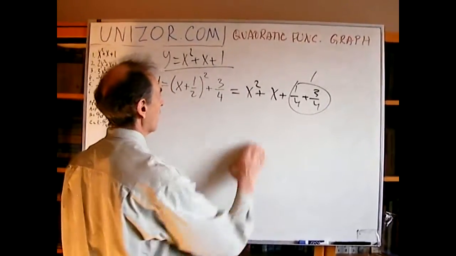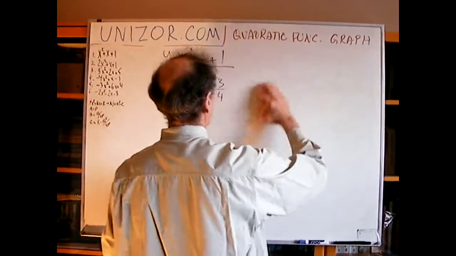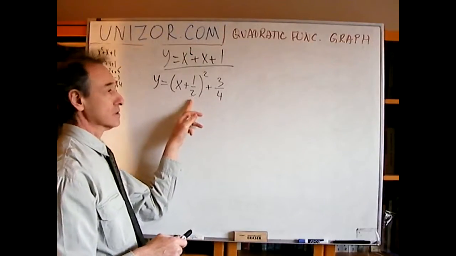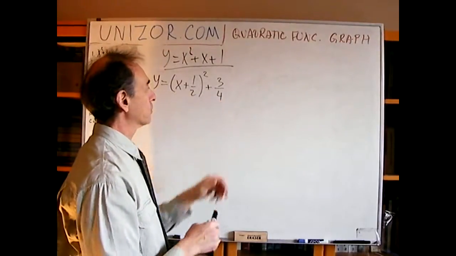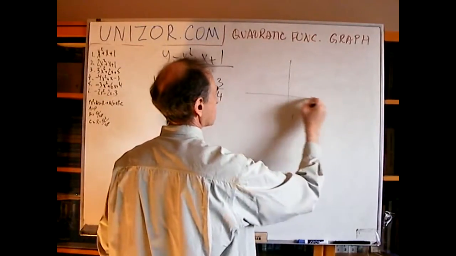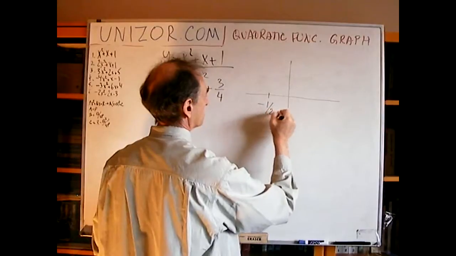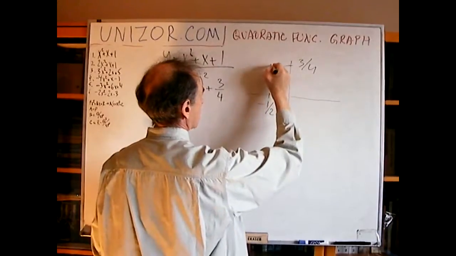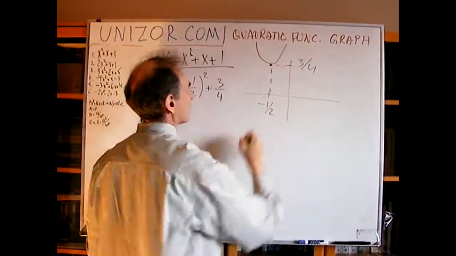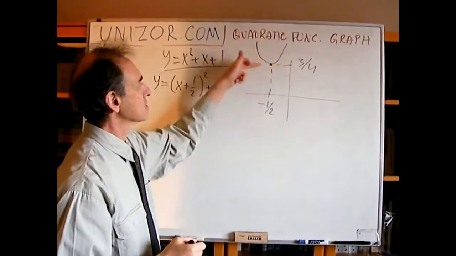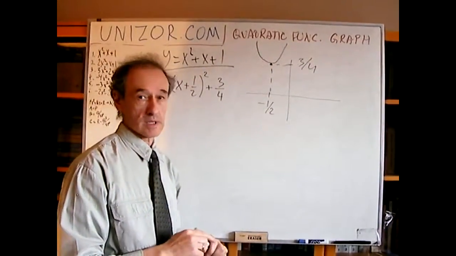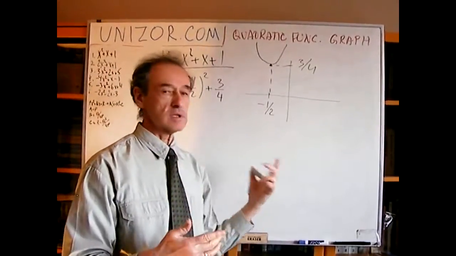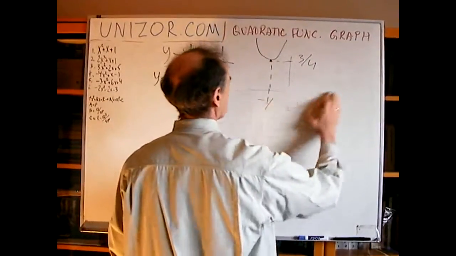Now, I know how to build the graph of this function. This is the regular parabola shifted to the left by 1/2 and up by 3/4. So it would be something like this. This is minus 1/2, and this is 3/4. This would be the vertex of my parabola, and it will have the same direction and steepness of the branches as the regular y is equal to x squared parabola.